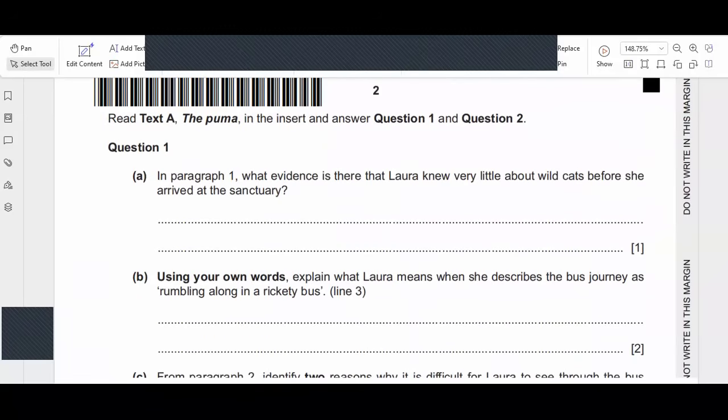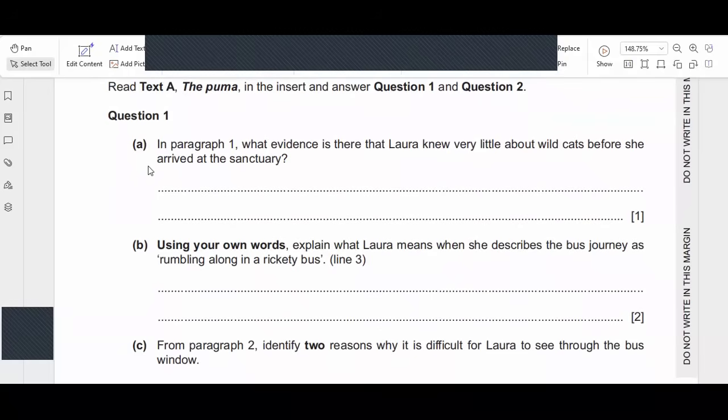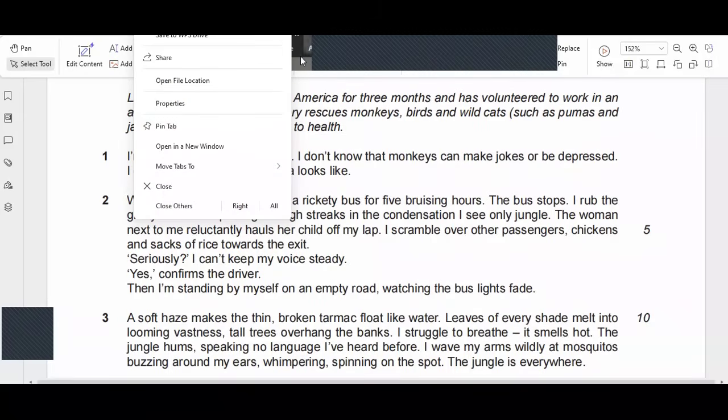And question number one, which is taken from paragraph number one, asks: what evidence is there that Laura knew very little about the wildcats before she arrived at the sanctuary? So let's read the text.